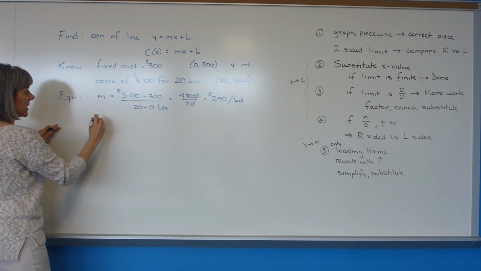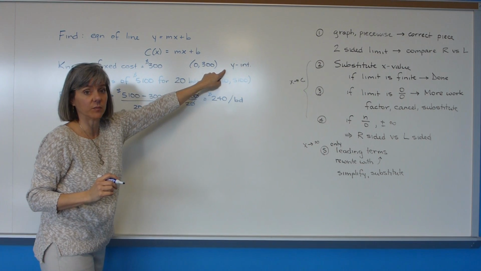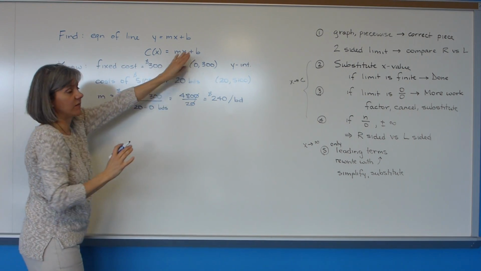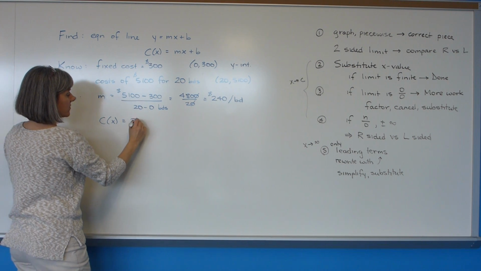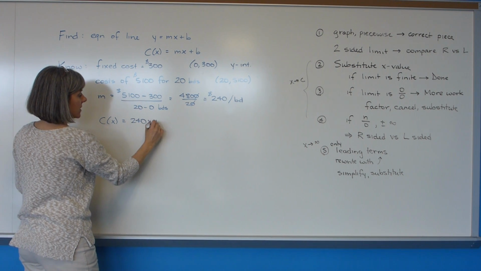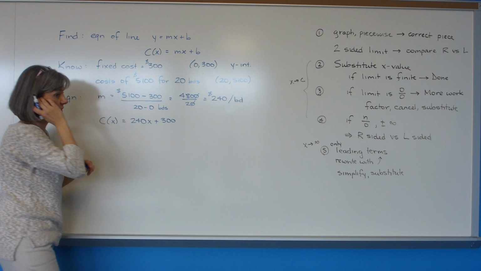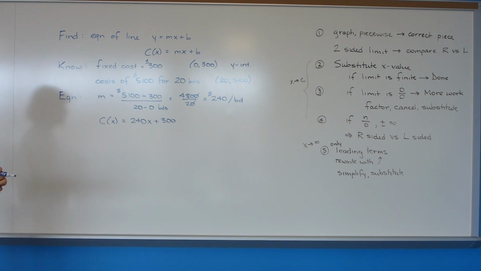So in the end, for our final equation, because I have the y-intercept, I can just go straight. I now have m, I have b. I can just write 240x plus 300. So that is the equation for my total cost.